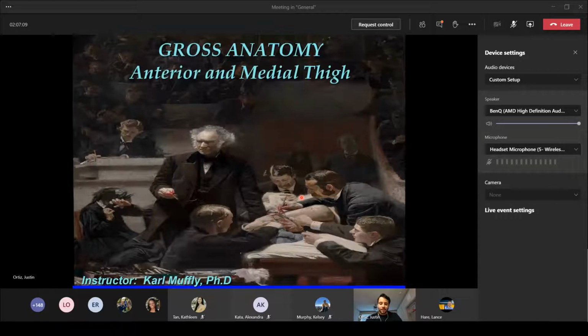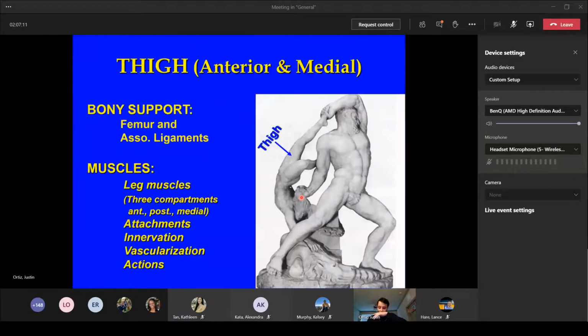All right. So we're going to talk about the anterior and medial thigh. We'll talk about its muscles, attachments, and innervation. We'll go through all those throughout this lecture in order to make these a little bit more clear.